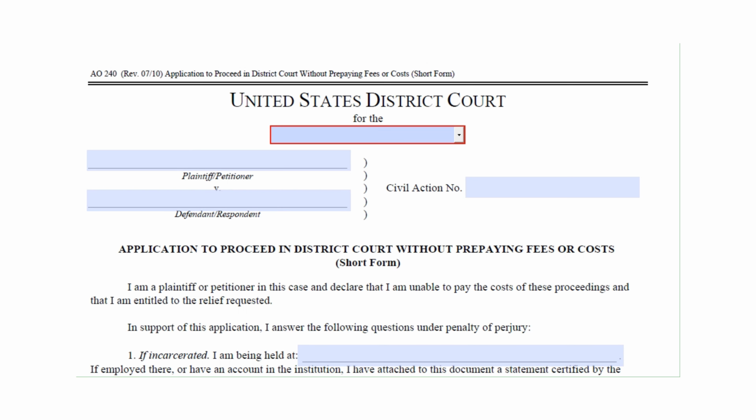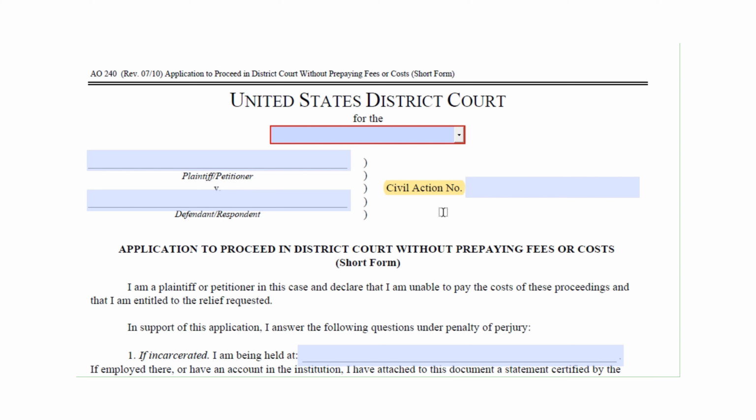Now, this is the In Forma Pauperis application. So let's go through it. You have United States District Court for whatever district, the petitioner's or the plaintiff's name, the defendant's name, of course, and the civil action number, which you will get from the court when you file your complaint. And by the way, remember, the complaint and this In Forma Pauperis form will be filed together.